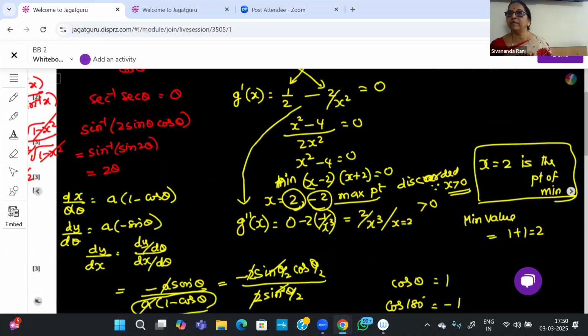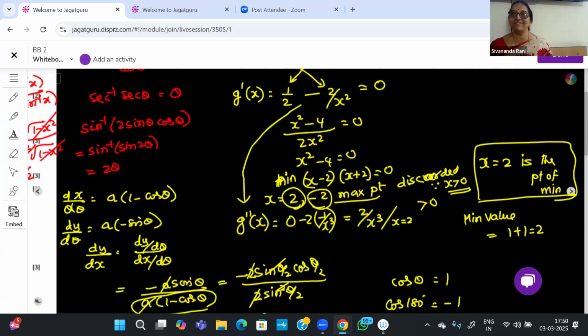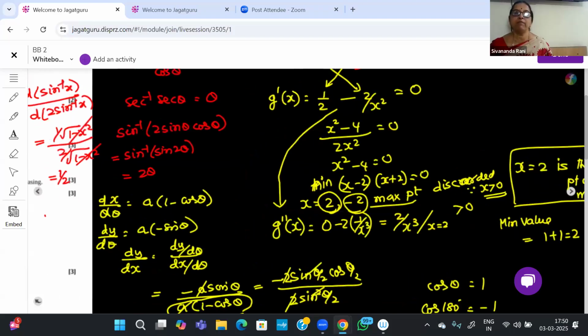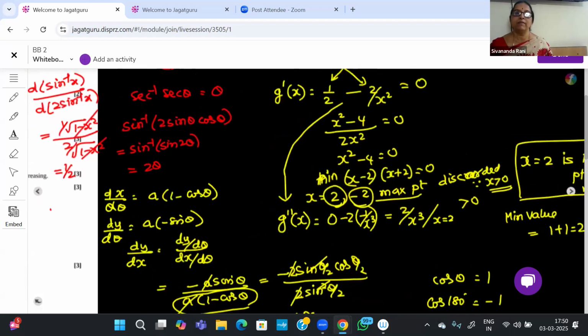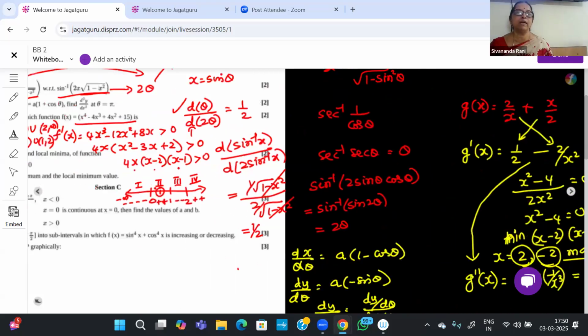Hope you are okay with the derivative concept. 1 by x square, that is x power minus 2, so the derivative will be minus 2 into x power minus 3. Just be careful about the derivative part of it. Concepts you all know, right? First derivative should be 0. Second derivative, if it is positive at that point, it is the point of minimum.